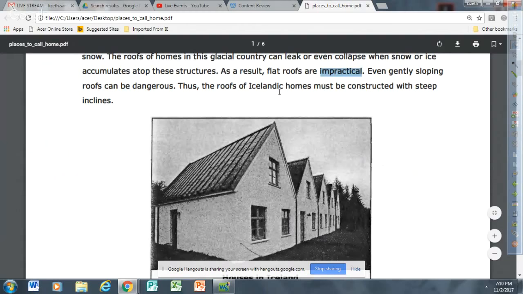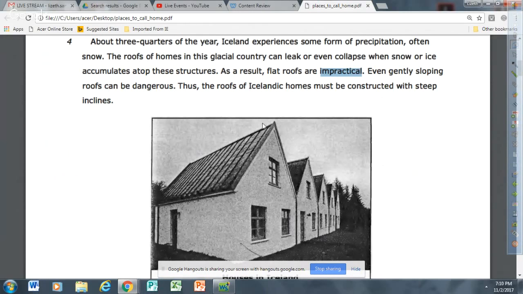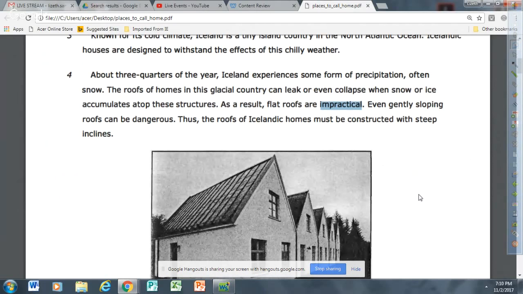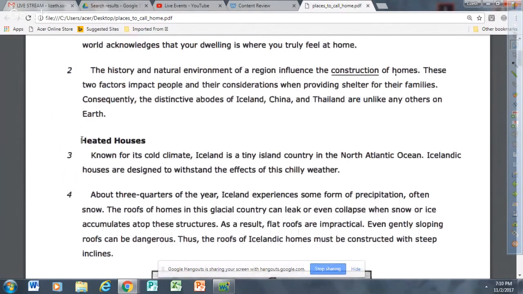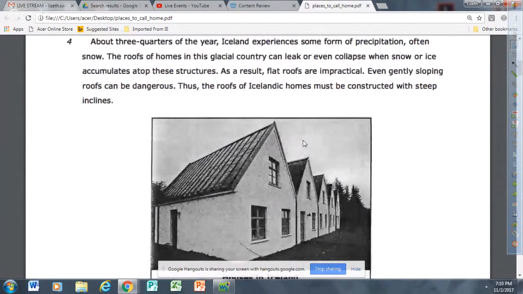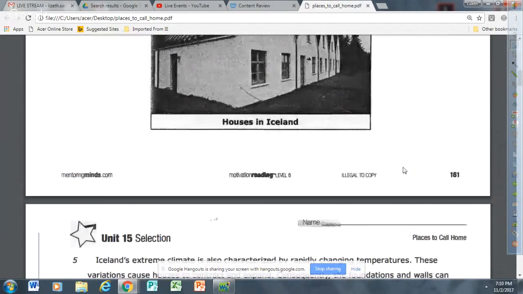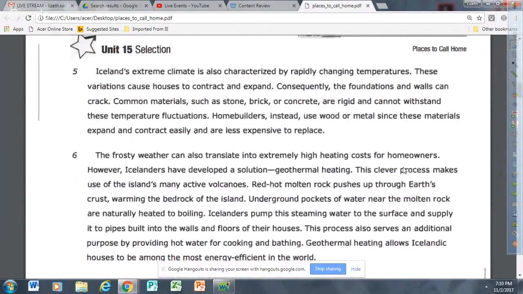Thus, the roofs of Icelandic homes must be constructed with a steep incline. So, because of the weather, they have to have a steep incline. That means they're very high and have that angle, right? An acute angle. If you look over here, though, the title says heated houses. That wasn't really talking about heated houses. Let's see what the next section of the Icelandic homes says.